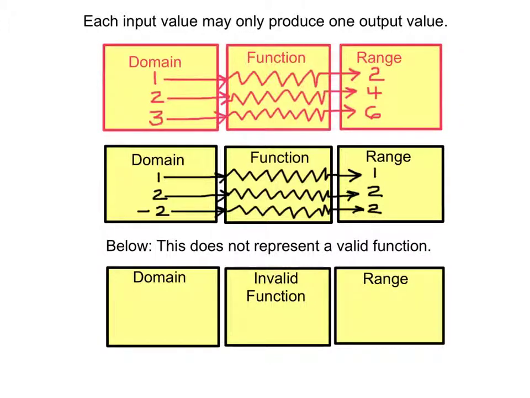We'll use the diagram below to demonstrate something that is not a valid function. Here we'll put the numbers 1, 2, and 3 into our domain.